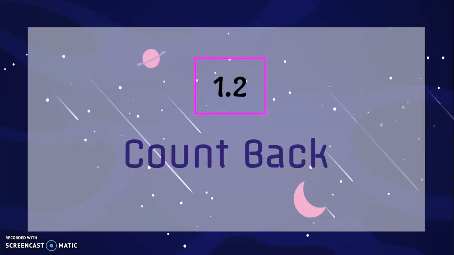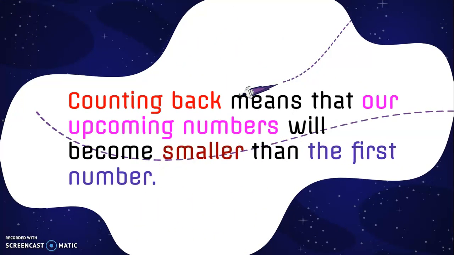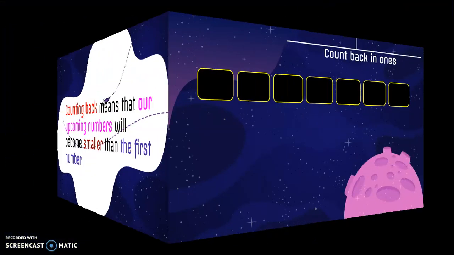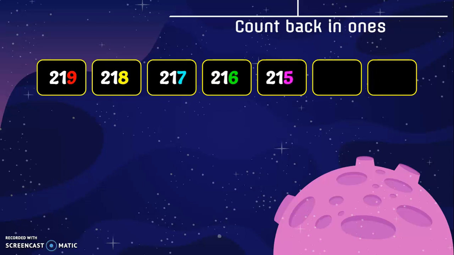Next, we are going to see about count back. What is count back? Counting back means that our upcoming numbers will become smaller than the first number. Let's look at the first example. Count back in ones. So I have here 219, 218, 217, 216, 215, 214, and 213.